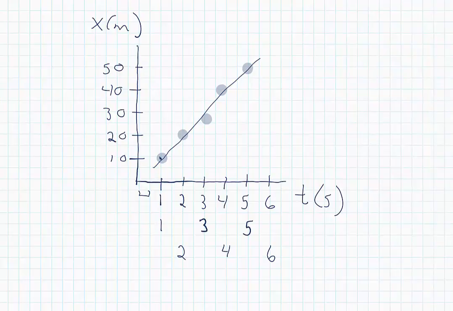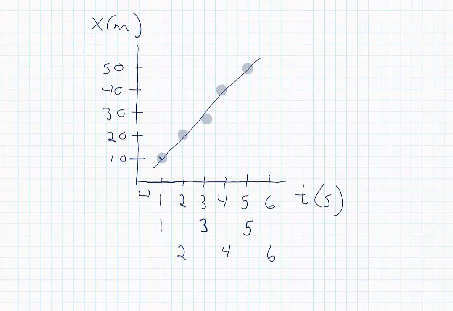So again, I have my axes labeled. I have them evenly spaced and evenly numbered, both the x and y axis, with the quantity and the units. I have my data points drawn. I have a nice line of best fit on there. So now I need to come up with the equation of a line.